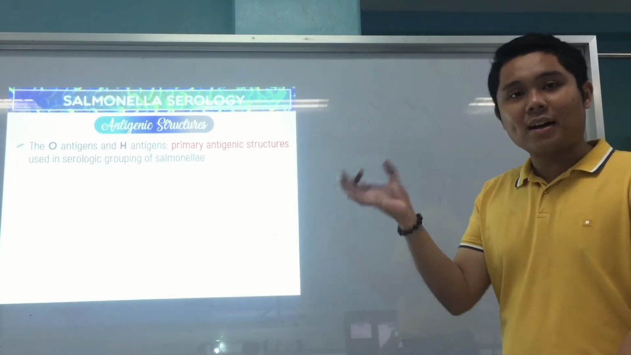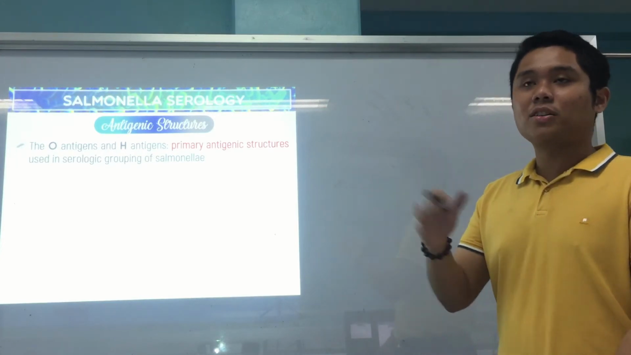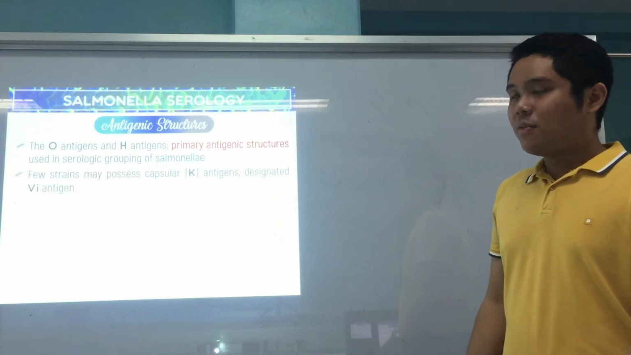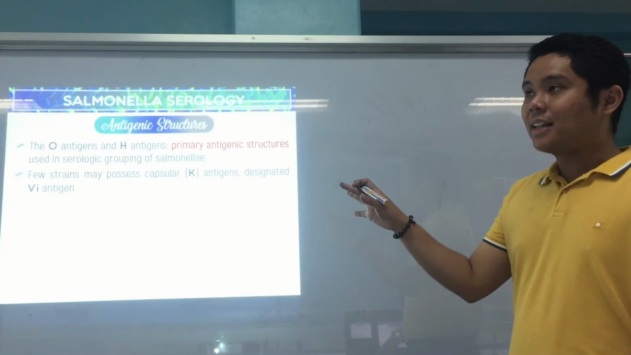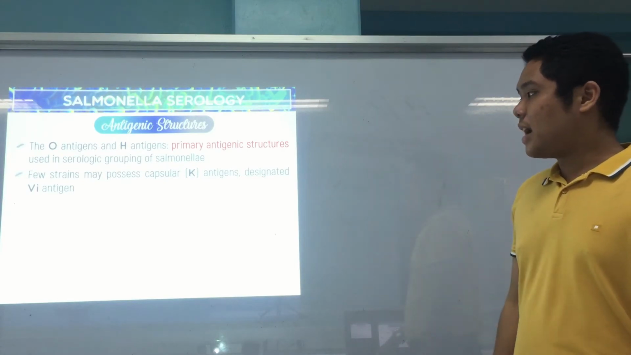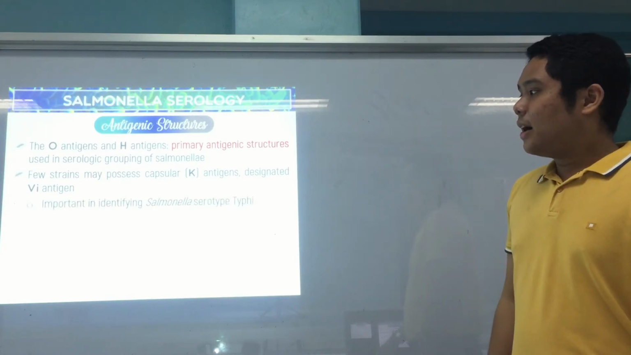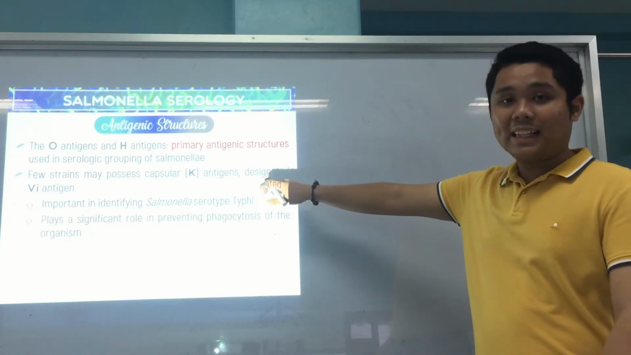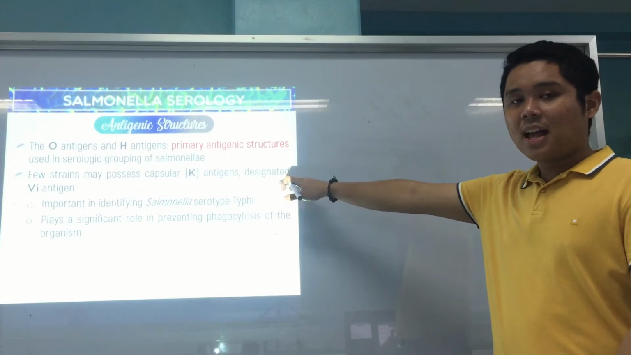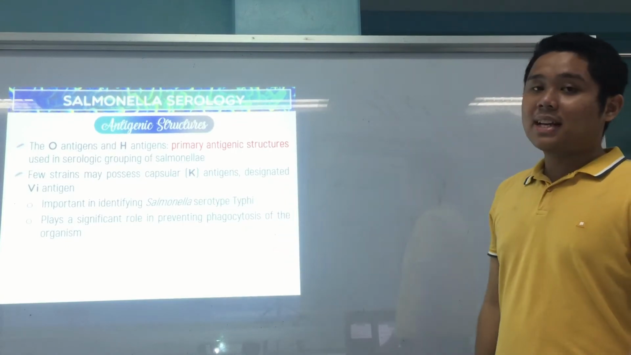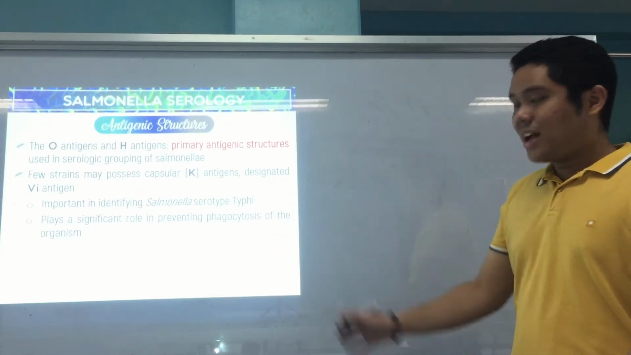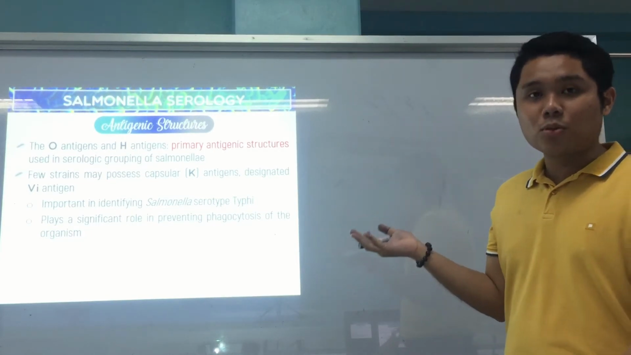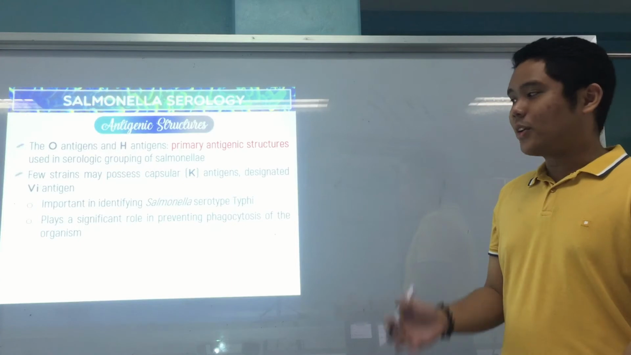So if you want to determine the serotype typhi, serotype paratyphi, muna siya ang ginagamit, the O and H antigens. And few strains na may possess the K antigen, capsular K, or the VI antigen. Important in identifying Salmonella typhi ang K antigens because your Salmonella typhi has the K antigen and they play a significant role in preventing phagocytosis of the organism because of the capsule, diba? That's one of the main roles of your capsule. It prevents phagocytosis.